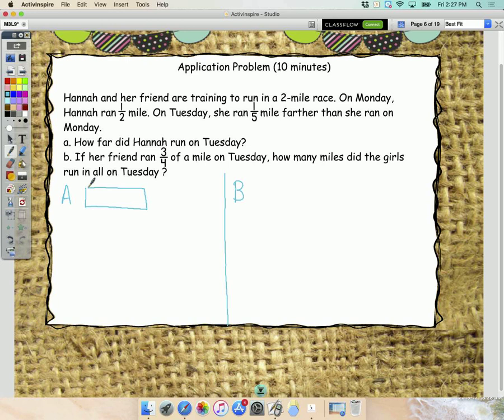Monday, she ran a half mile. On Tuesday, she ran 1/5 mile farther than she ran on Monday. So my question is, how far did she run on Tuesday?